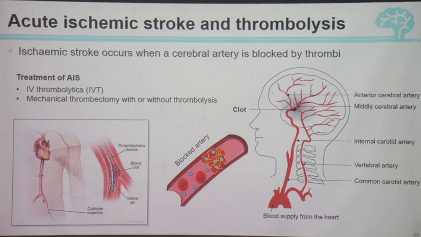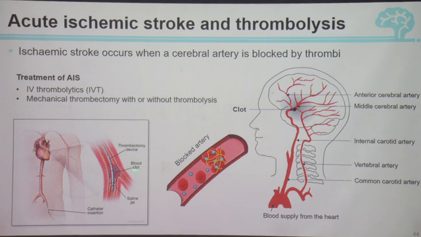Right, so treatment of ischemic stroke. Currently there are two standard treatments. One of these is through intravenous infusion of thrombolytic drugs. This is commonly used, but for this treatment to be effective, it has to be delivered within a very short time window. And the other method, which has emerged over the last 10 years especially, and has become mature now, is mechanical thrombectomy, either with or without thrombolysis.